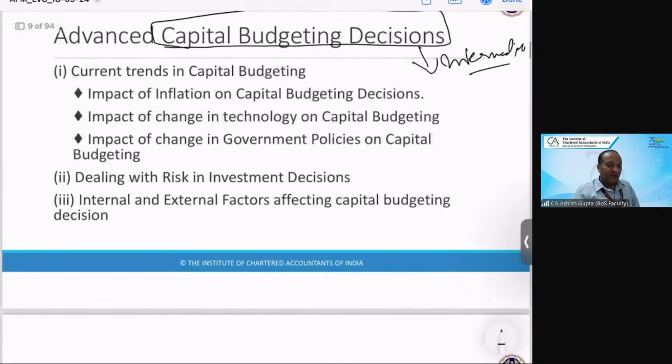So we shall consider here the impact of inflation on capital budgeting decisions. Here we shall see how we can incorporate the inflation factor. What is inflation? Inflation means that money is losing its value. Purchasing power is losing its value.